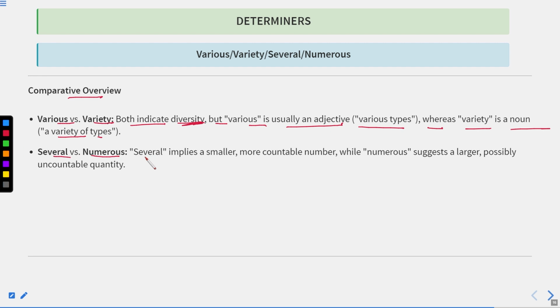Several versus numerous. Several implies a smaller, more countable number, while numerous suggests a larger, possibly uncountable quantity. Not uncountable quantity, it is actually infinite quantity, which you cannot limit.